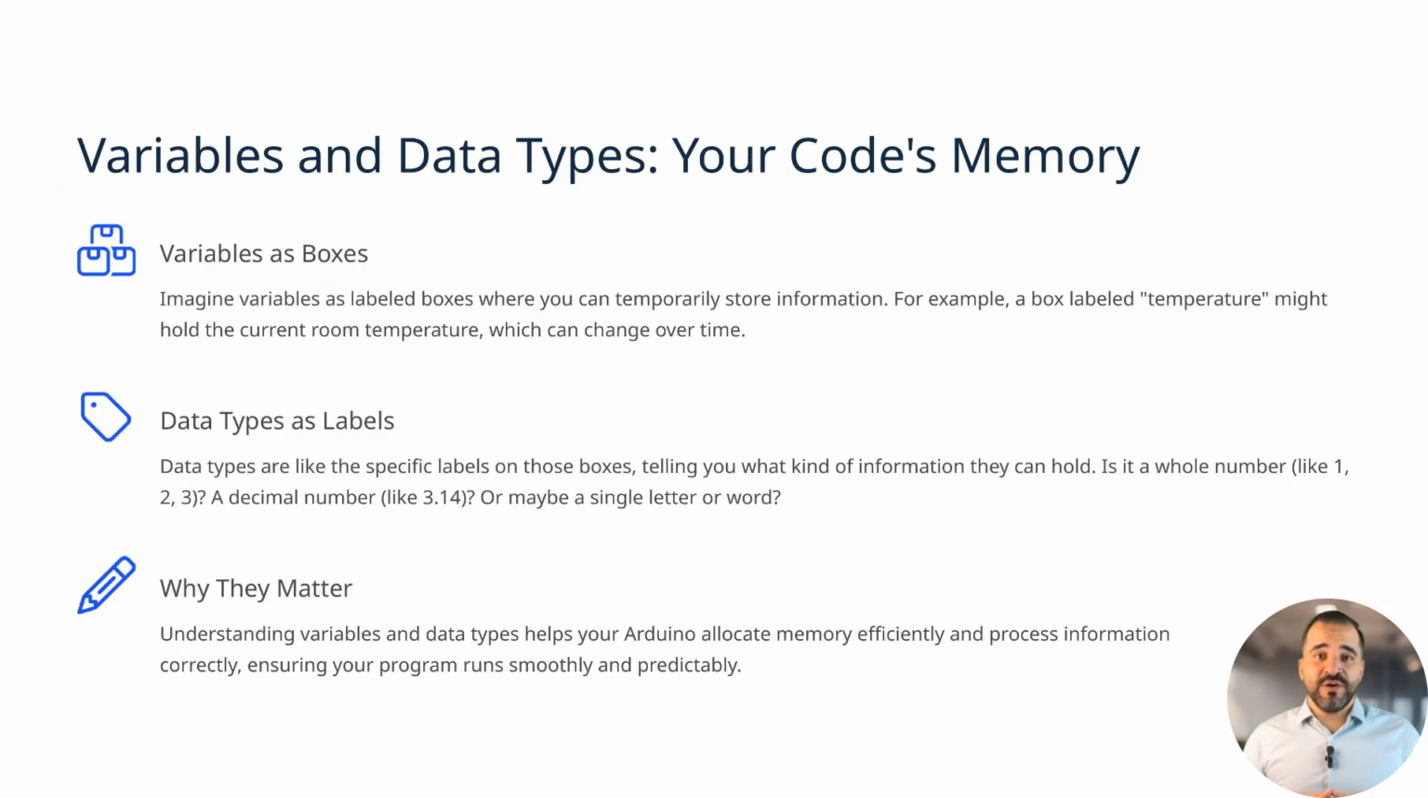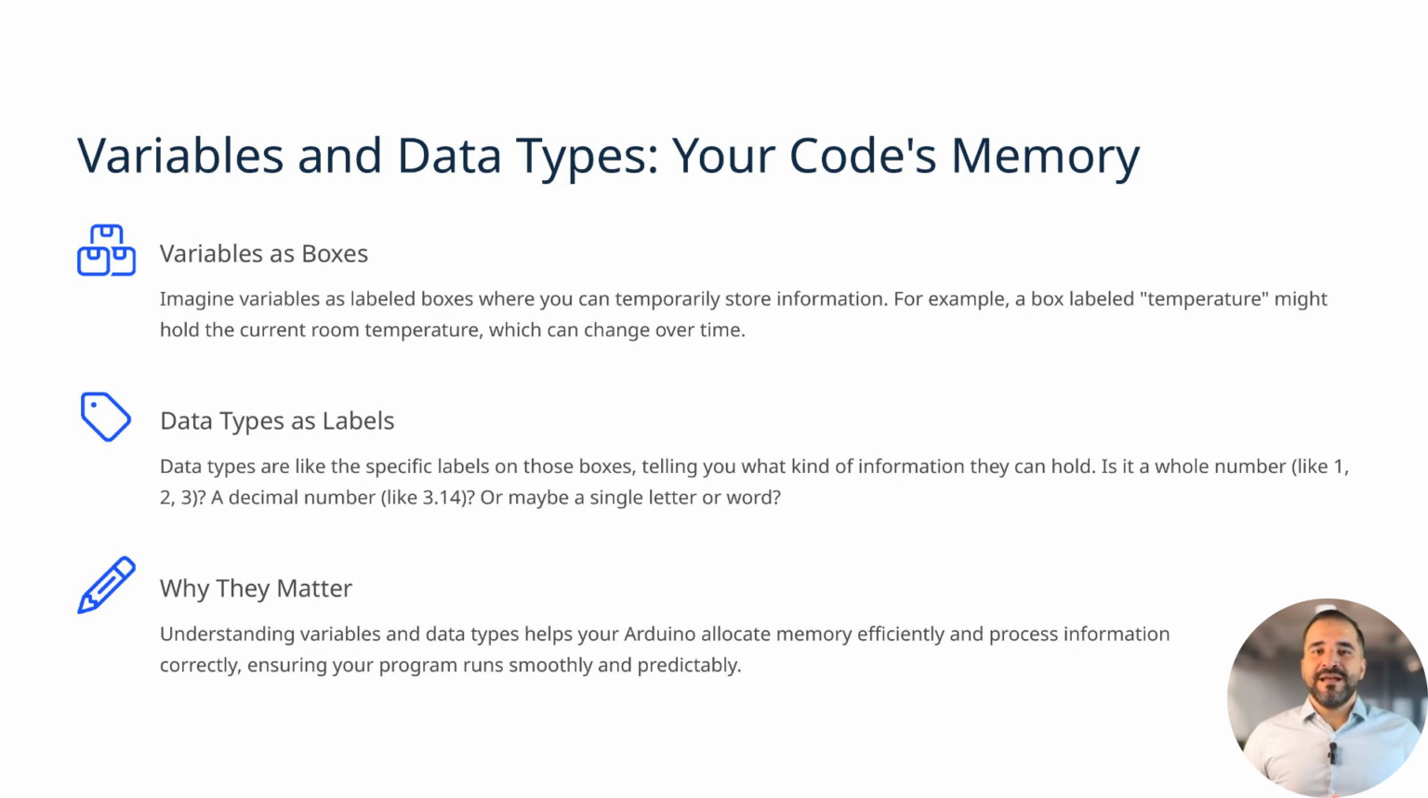In Arduino programming, variables function like labeled boxes that temporarily store information your project needs. For example, you might use a variable called temperature to hold the latest reading from a temperature sensor. These stored values can be updated, referenced, and manipulated throughout your code, making variables essential for dynamic behavior.